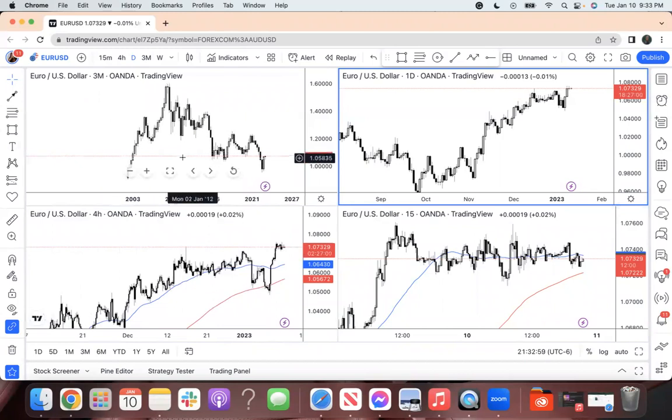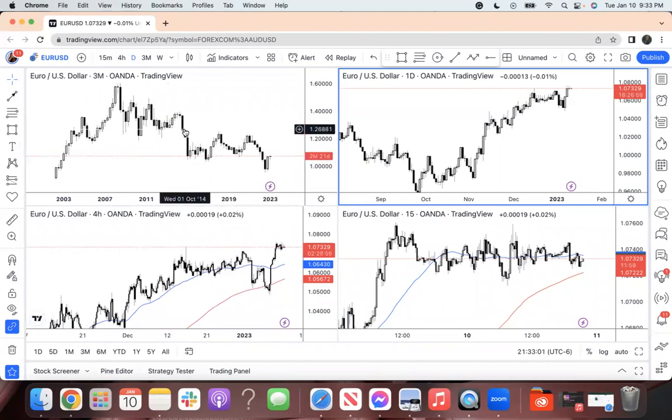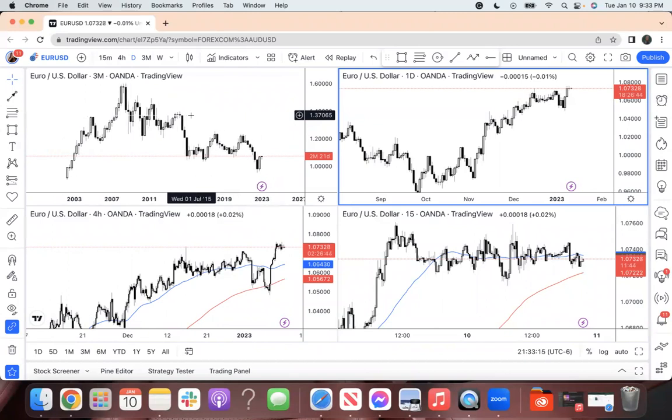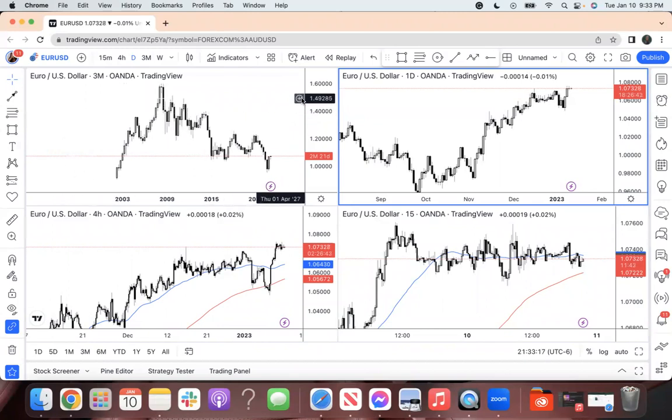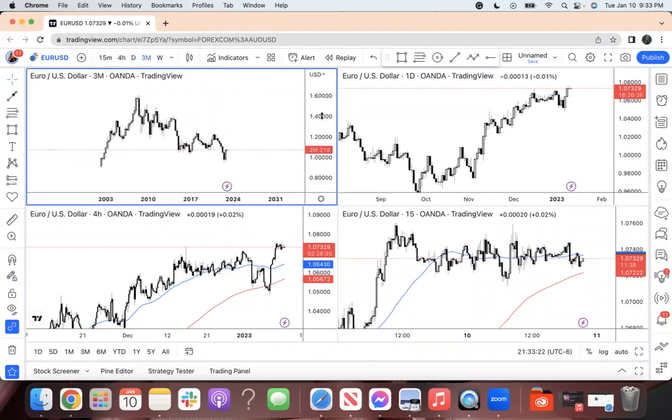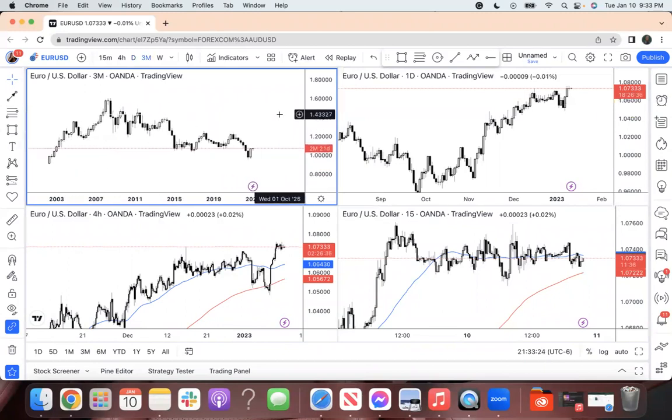First things first, you don't have to have all of your charts on the screen at once. I'm just doing this for the sake of this training so that you can see how all of the different charts coincide with each other to give you the bigger picture and help you actually make the best informed decision.